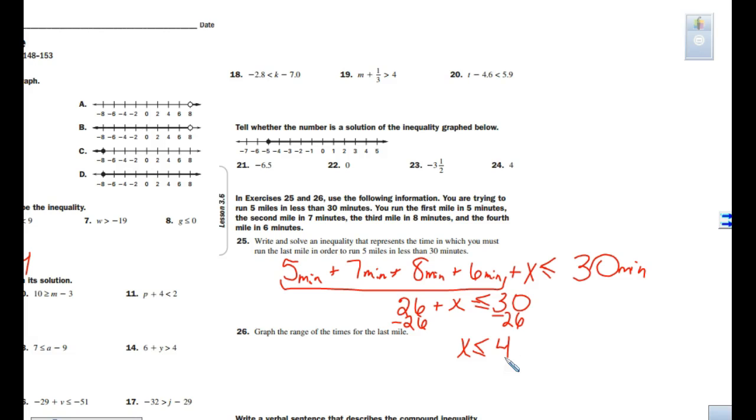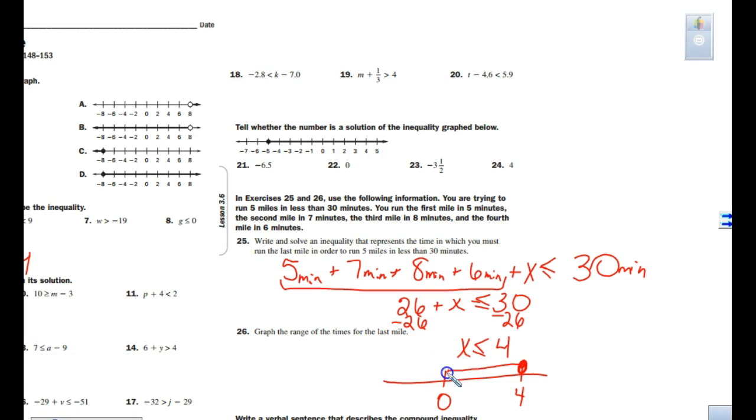So when it says graph the range of the times of the last mile, the lowest we can go is really he can't go 0, right? So he could go from 4 to 3 to 2, but we really have to stop here, right? This isn't going to be an arrow going down because you can't run, hey, I just ran a -4 minute mile. And you can't go backwards, right? So we have to stop here.